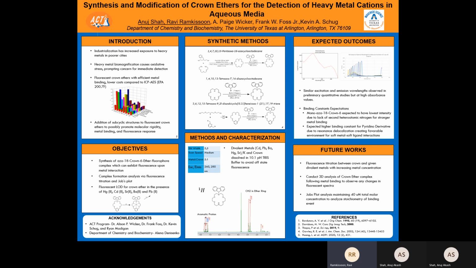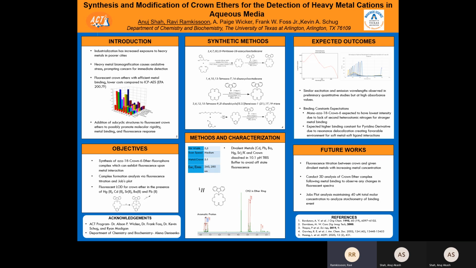And so for our future work, we do need to continue with the fluorescence titration between our crown and the divalent metals we have, with an increasing metal concentration. And from this, we will also be able to understand the limit of detection and create a calibration curve based off of the metal concentration and fluorescent response. We also need to conduct a 3D analysis of our crown ether complex following binding to the metal, because metal binding can affect the excitation and emission wavelength of our molecule.